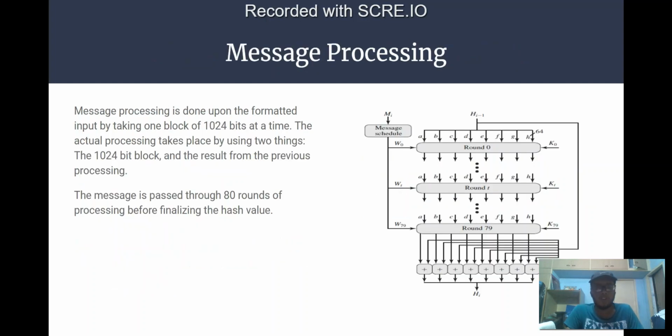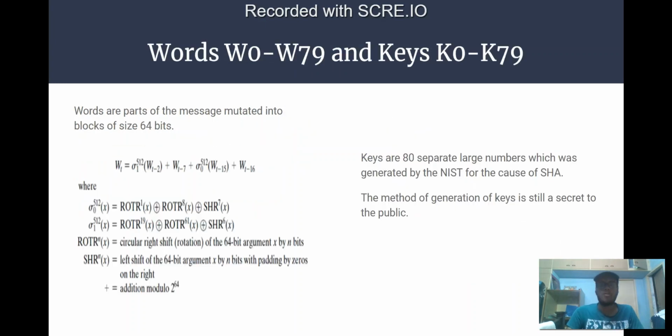Now, when you look at this message, you can see two parts: W0, K0, W1, K1, WT, KT, and W79, K79. W0 is nothing but a part of the message. It is called a word, and K0 is nothing but a key. I'll explain about W0 and K0 in the next slide.